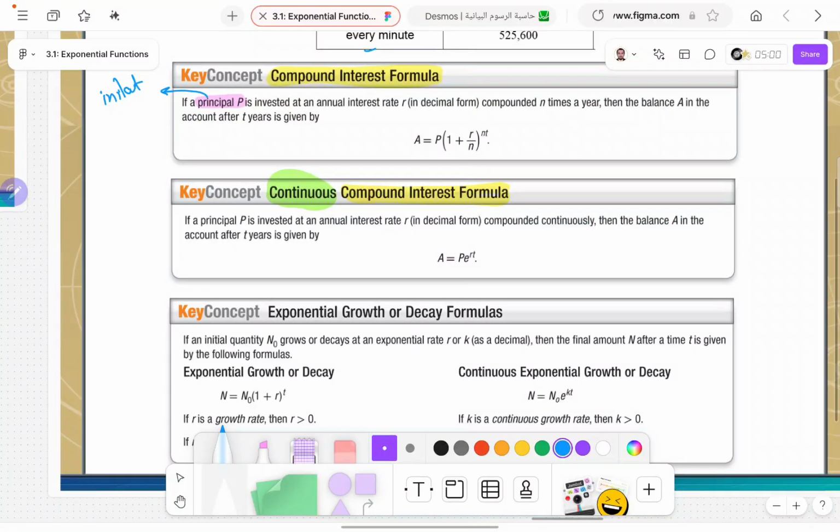So let's say I want to invest money. How much do I have? Let's say I have $400. So I need to invest $400. This 400 should be the principal, because it's the initial amount.